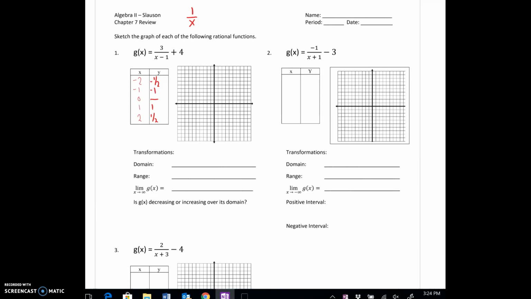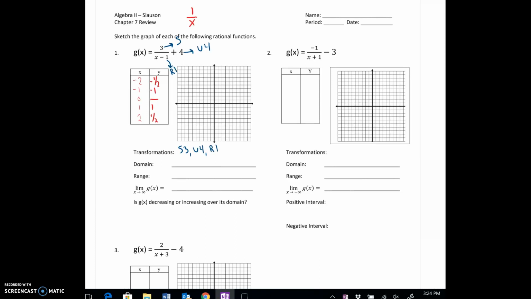So let me first talk about the transformations, which I probably should have started with. So this 3 is going to be a stretch. This 4 is going to be up 4, and this 1 is going to make me go right 1. So if you want to list them here in the transformations, you can. It's a stretch 3, up 4, right 1.